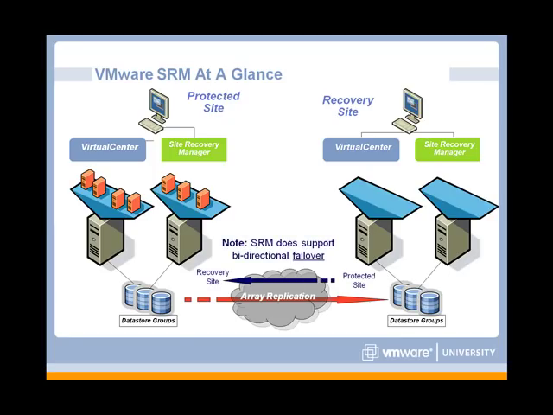In the 1.0 release, we do support bidirectional failover, meaning that you can fail over from the protected site to the recovery site and vice versa. If you have virtual machines located at the recovery site, you could have a failover and actually recover those virtual machines at the protected site.